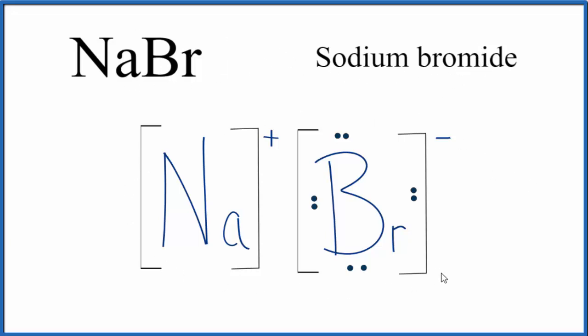This structure is what we call a formula unit. Ionic compounds are crystals, made up of a bunch of these formula units in a repeating pattern. But this is very useful to show us how the electrons have been transferred from the Na to the Br in this sodium bromide.